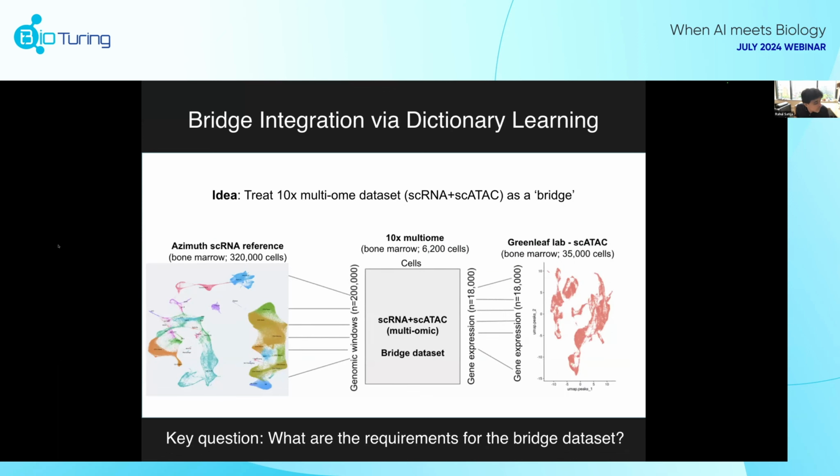All right, so hopefully this is interesting and maybe useful for you if you're generating other modalities, but it does raise the question. You need to have this bridge data set in the middle where we're measuring multiple modalities. So what are the requirements for that data set? Does it have to be massive? Does it have to have thousands of cells? Is a few hundred cells okay? What are the needs for that bridge data set to be able to facilitate accurate mapping?